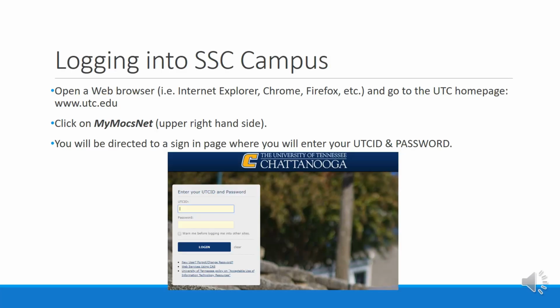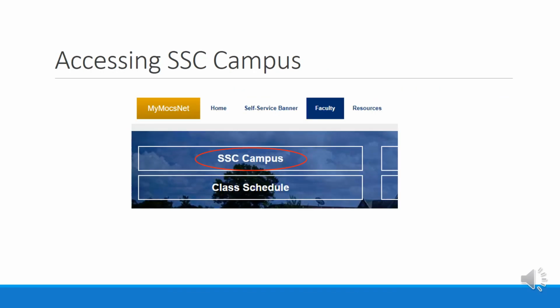To access SSC Campus, you will open one of the appropriate web browsers listed and go to the UTC homepage. Click on the MyMoxNet icon and log in with your UTC ID and password. Once you have successfully logged in to MyMoxNet, go to your Faculty tab. There you will see the SSC Campus link.